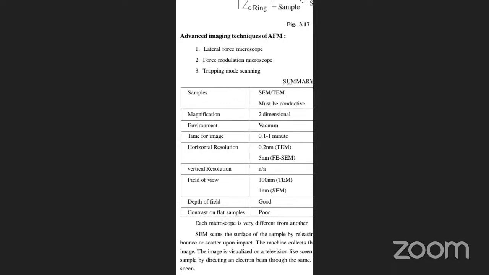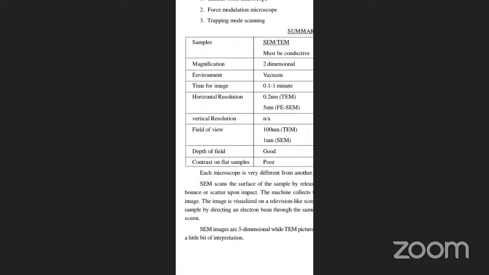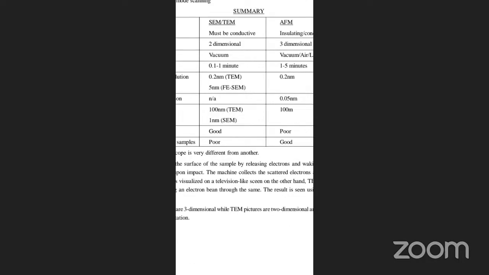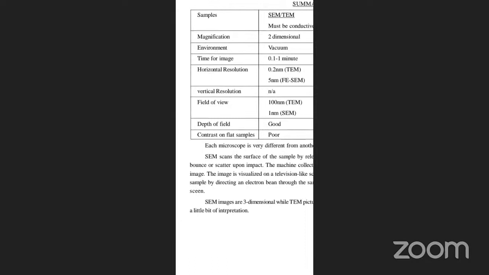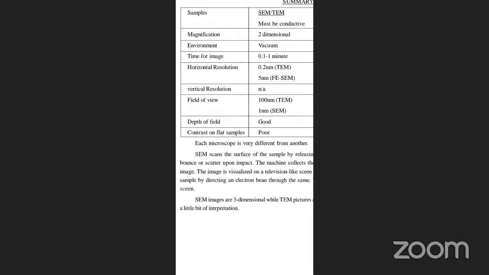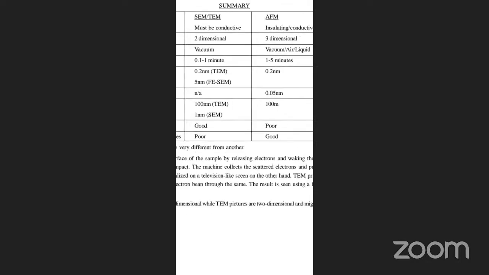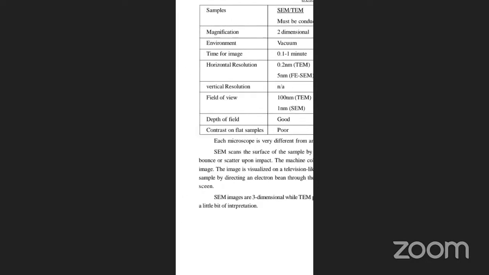Each microscope is very different from another. SEM scans the surface of the sample by releasing electrons and watching how the electrons bounce or scatter upon impact. The machine collects the scattered electrons and produces an image. The image is visualized on a television-like screen. On the other hand, TEM penetrates the sample by directing the electron beam through it. The result is seen using a fluorescent screen. SEM images are three-dimensional, while TEM pictures are two-dimensional and might require a little bit of interpretation.